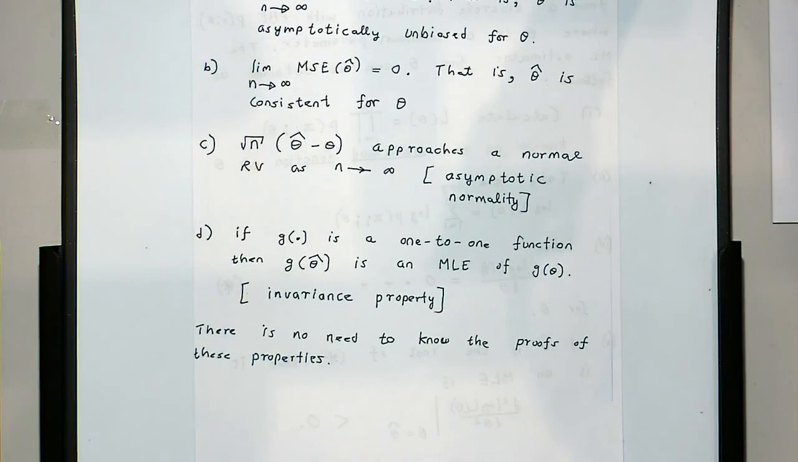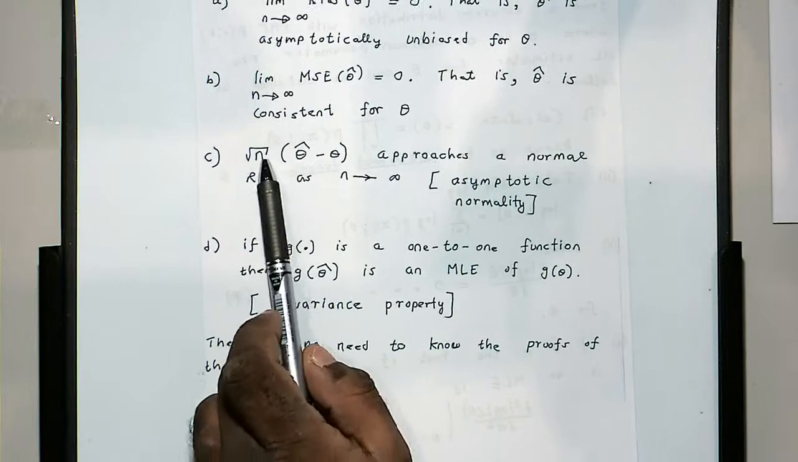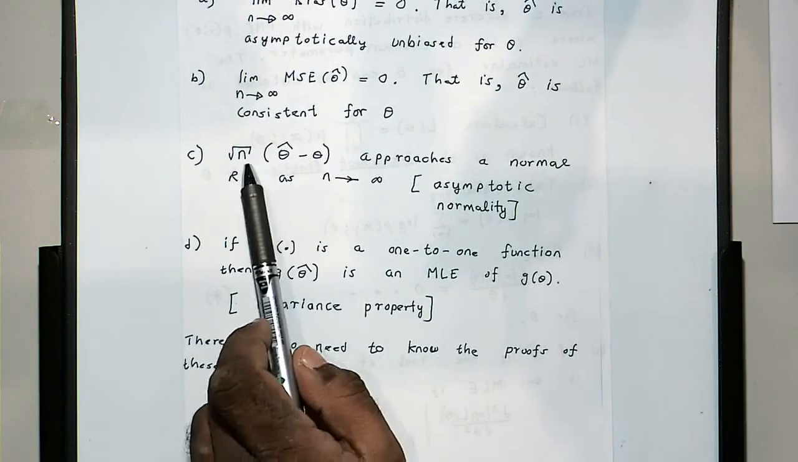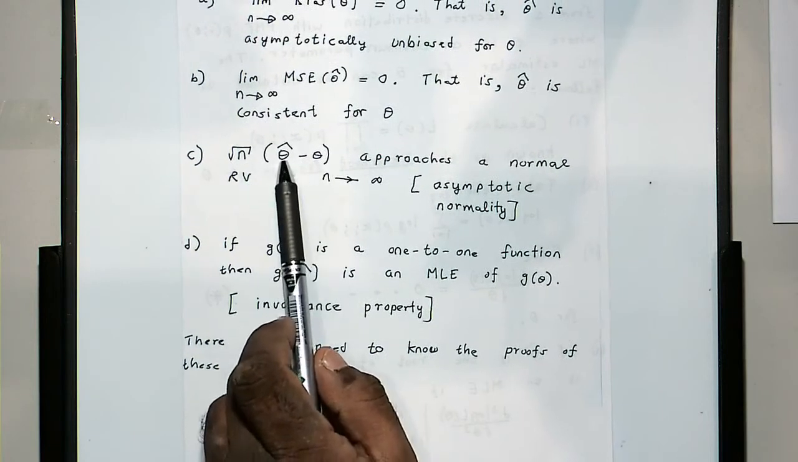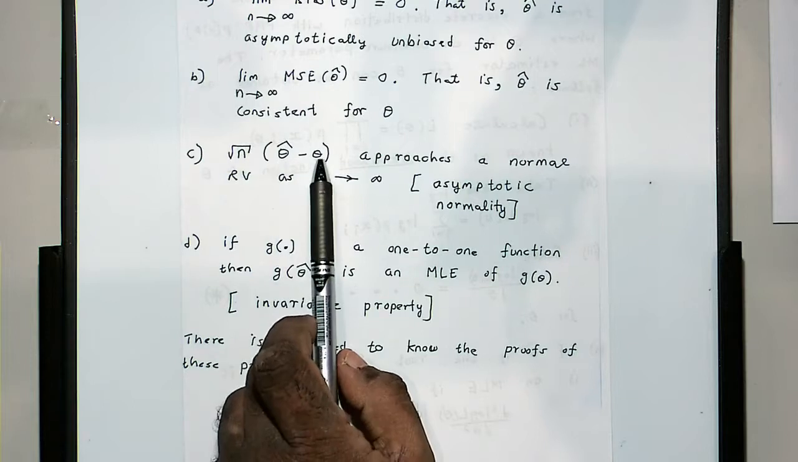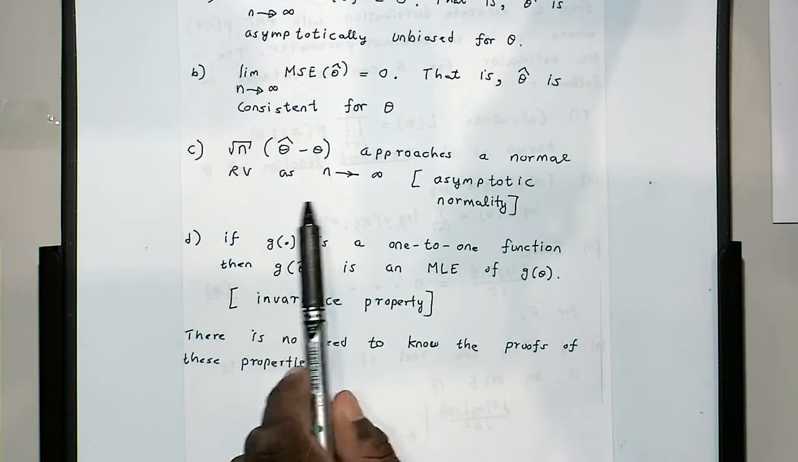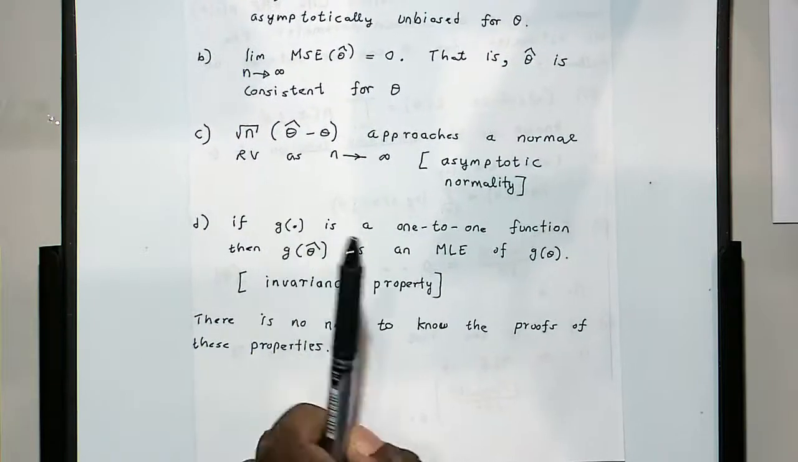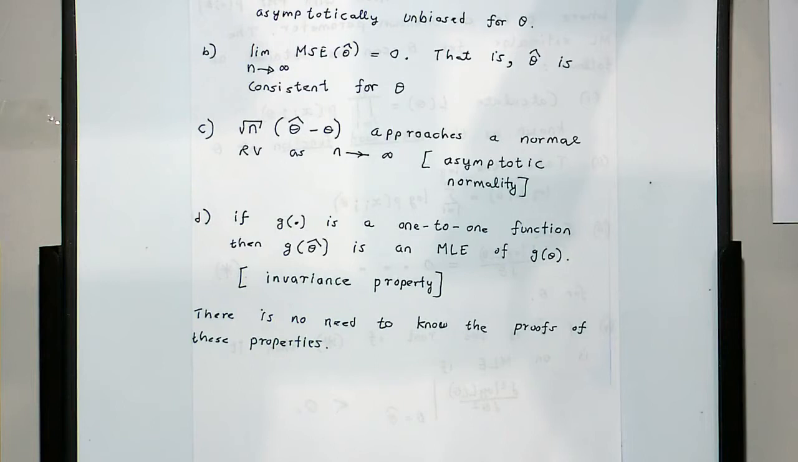The third property is known as asymptotic normality, which means that if you take the limit of this, that is root n times theta hat, which is the maximum likelihood estimator, minus the true value of theta, right? Then this approaches the standard normal distribution. Well, sorry, not necessarily standard normal. It approaches a normal random variable as n approaches infinity, right? So this property is known as the asymptotic normality property of a maximum likelihood estimator.